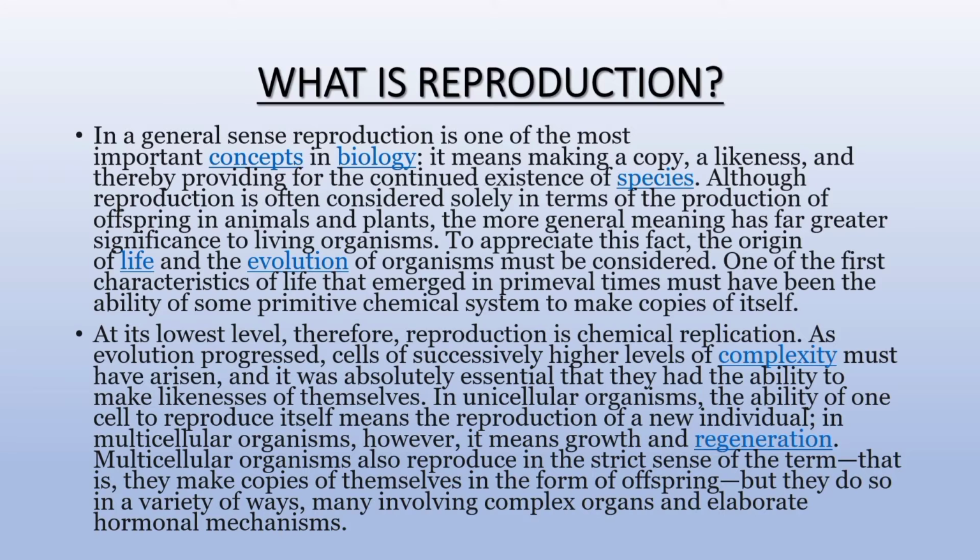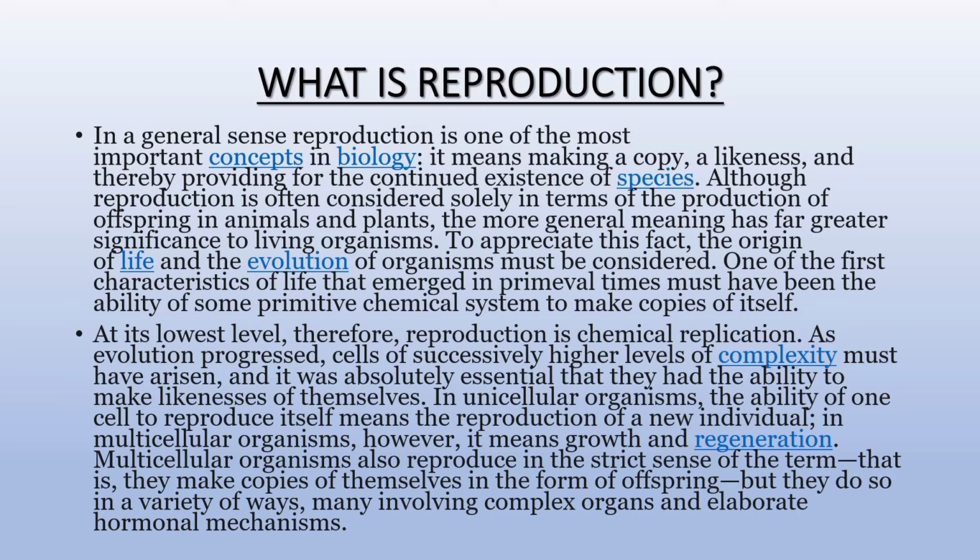One of the first characteristics of life that emerged in primeval times must have been the ability of some primitive chemical system to make copies of itself at its lowest level. Therefore, reproduction is chemical replication. As evolution progressed, cells of successively higher levels of complexity must have arisen, and it was absolutely essential that they had the ability to make likenesses of themselves in unicellular organisms.